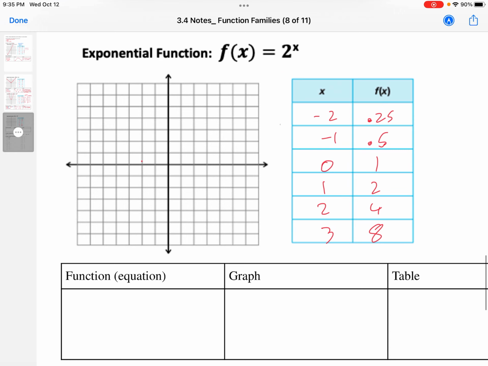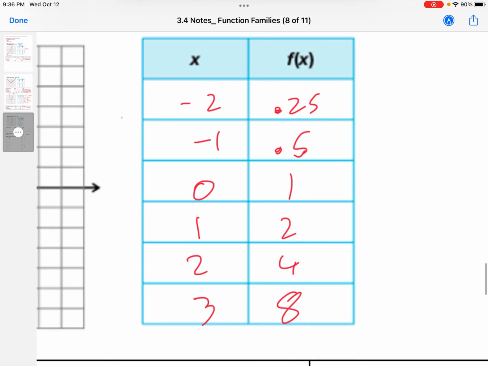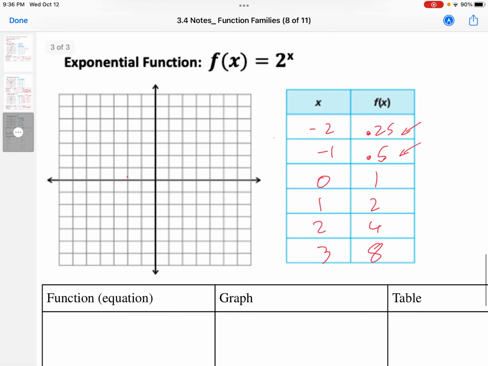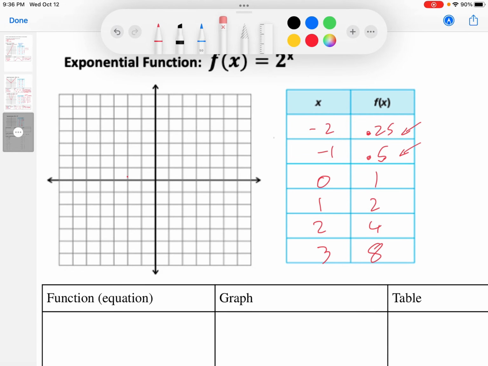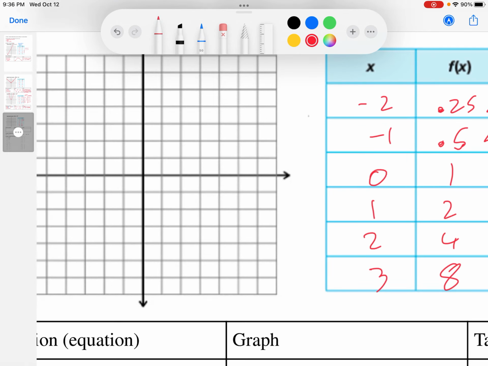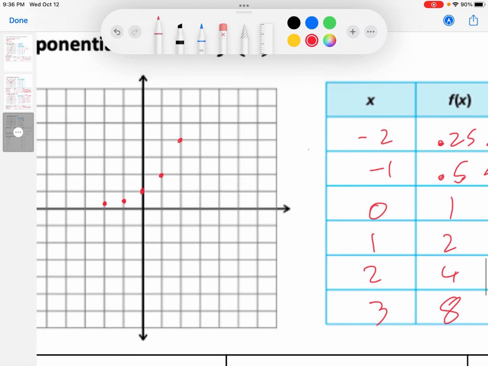All right, I then have a table of values. This is the first time we've encountered any decimals, but not to fear, you can just estimate those. So negative 2, 0.25 would be about 1/4 of the way up the unit square. Negative 1, 0.5 would be halfway up the unit square. Then 0, 1, 1, 2, 2, 4, and 3, 8 is off our graph, but it's approximately right here.